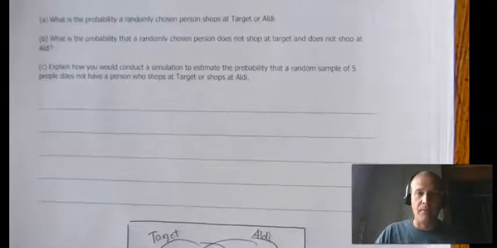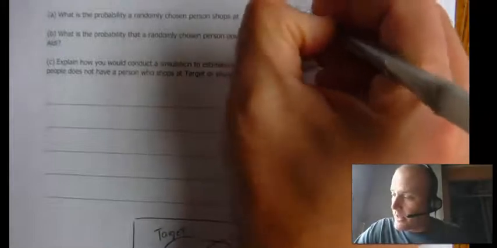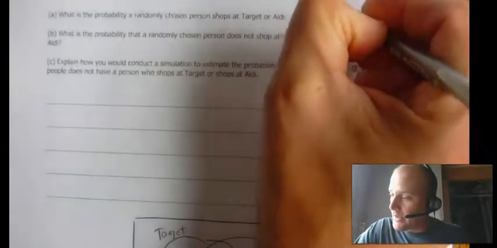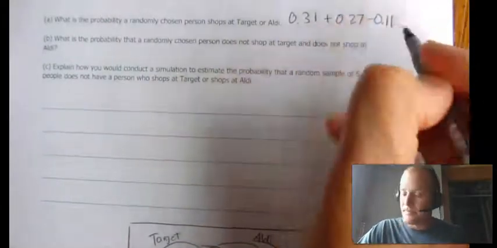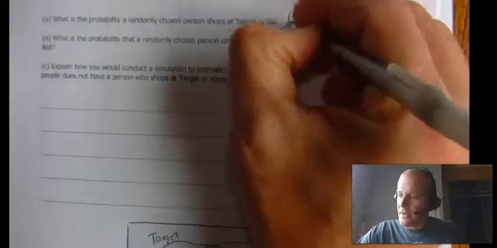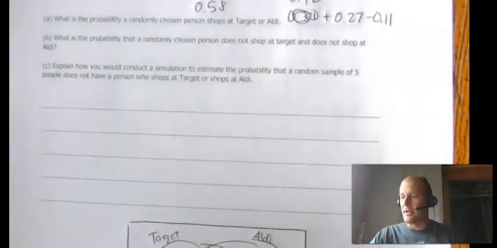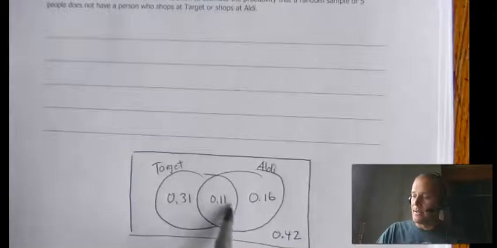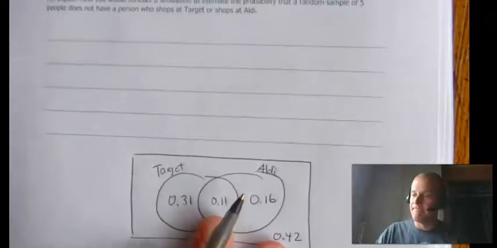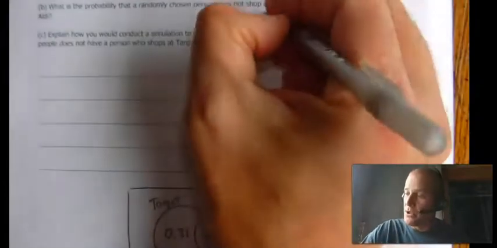What is the probability that a person shops at Aldi or Target? You're looking at the 31 plus the 27, but then we will subtract the overlap of 11%. Correction, that should be the 42%. And I find that 58% shop at Target or Aldi, and that's confirmed by the 58%, 31 plus 11 plus 16. The chance that a person does not shop at either store, that's the 42%.